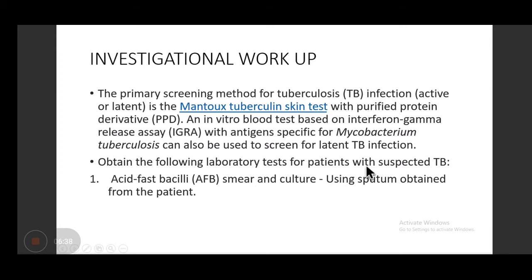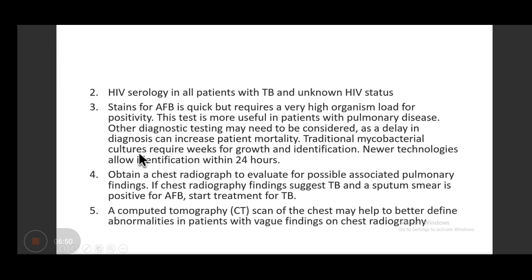So the basic tests that we do in patients with suspected TB: first we'll do a screening test, then we'll do AFB smear and culture using sputum obtained from the patient. Then we'll do HIV serology in this patient. This is very important because HIV and TB can coexist, and in HIV patients, TB is the most common infectious disease, right? In all patients with TB and unknown HIV status, that has to be done.